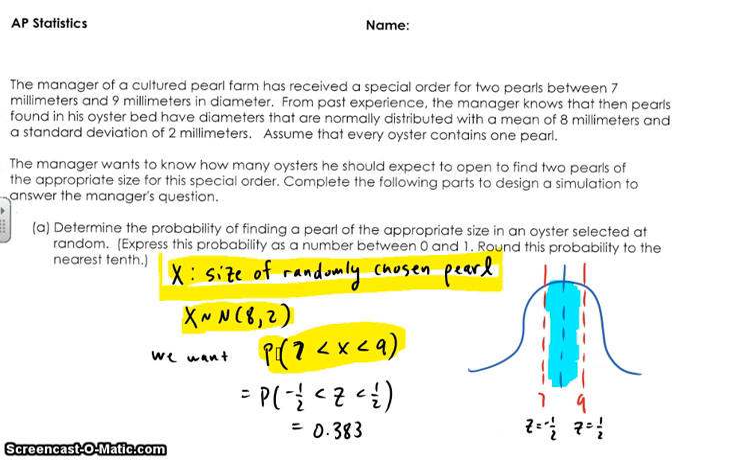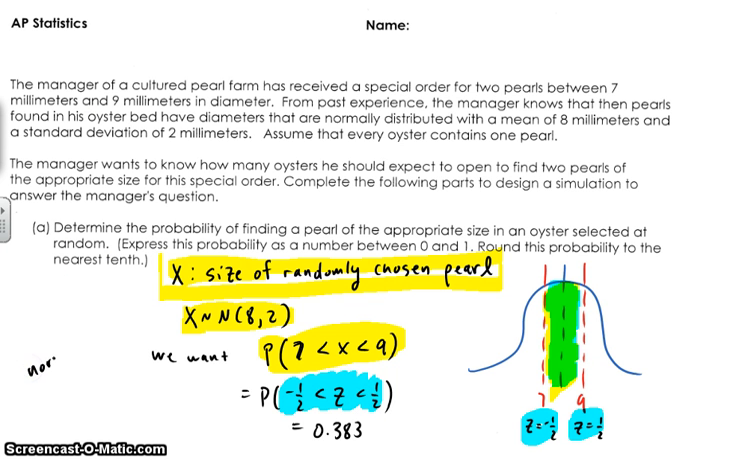So I drew a picture of a normal curve, and I'm going to find this area under the normal curve. This is a fairly standard normal problem. In order to do that, we need to find the z-scores. So the standard deviation is 2, so if we're 1 above the mean, that's a z-score of 1/2. And if we're 1 below, that's a z-score of negative 1/2. And so ultimately, we're finding the area under the standard normal curve between those two z-scores.